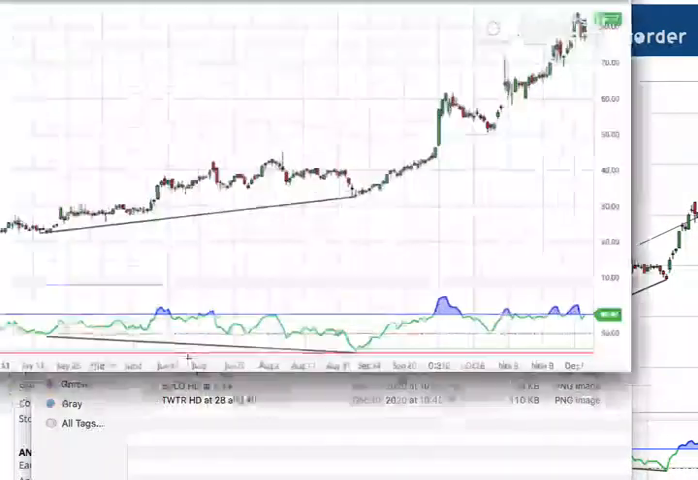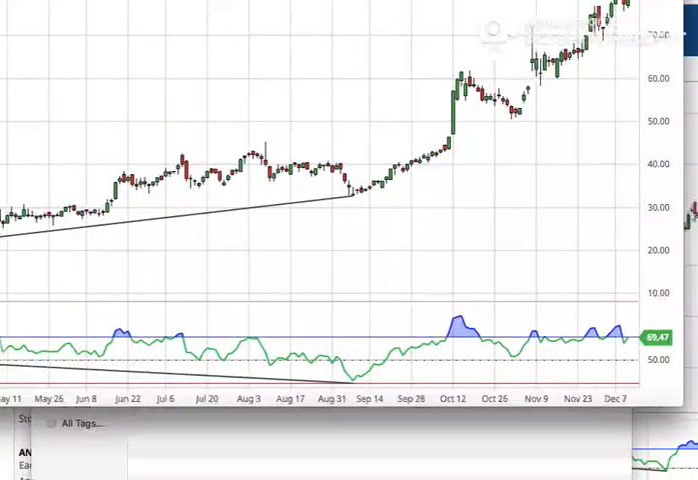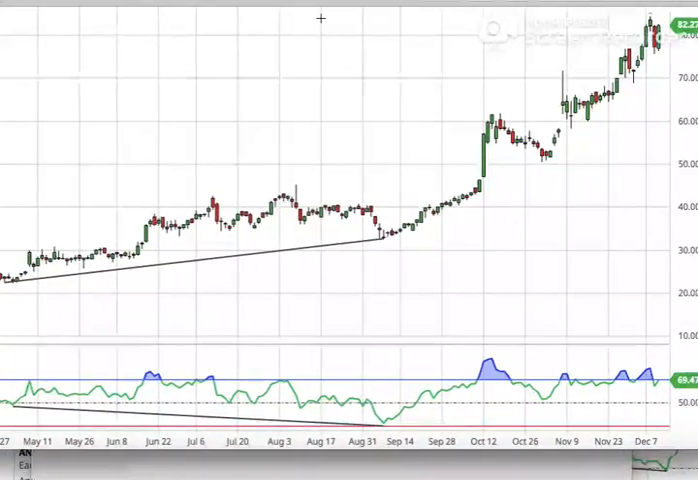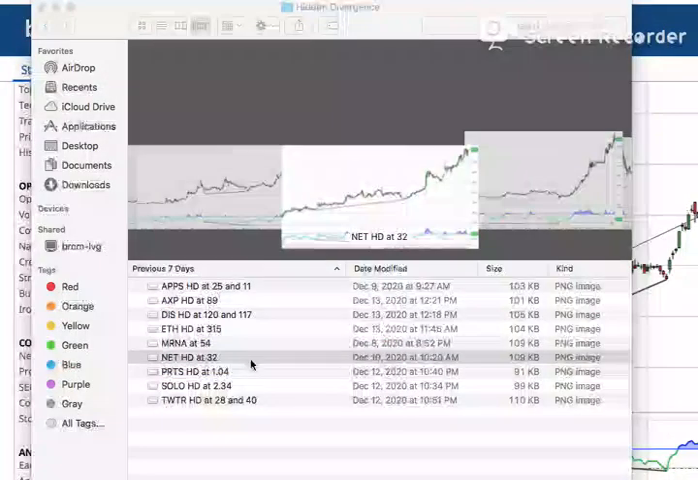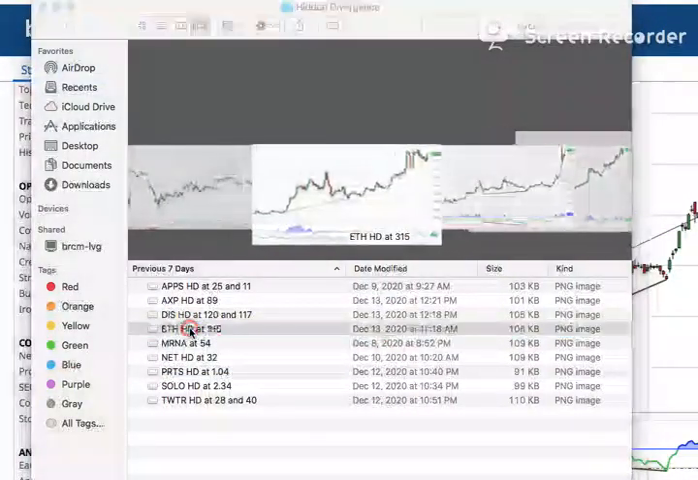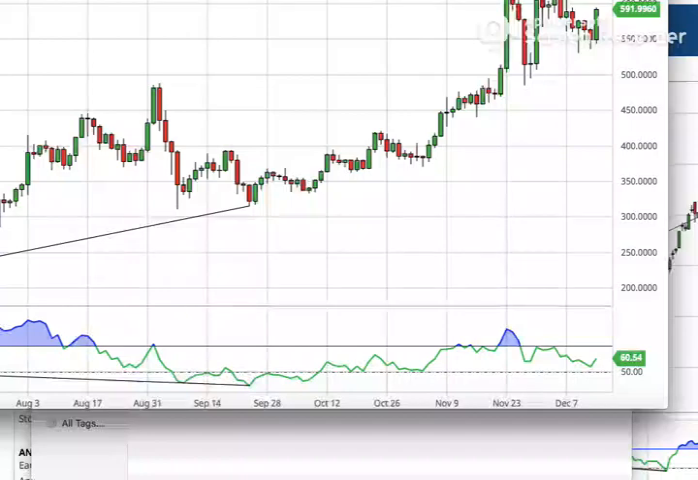Okay, so here's another cool example. This is Cloudflare. Price makes a higher low, but the relative strength index makes a much lower low. So as technical traders, that tells us it took the sellers a lot more strength to push price down, but they weren't able to accomplish as much of a result relative to the amount of strength that they used. Okay, one last example. We're going to look at Ethereum just to show this works on all asset classes.